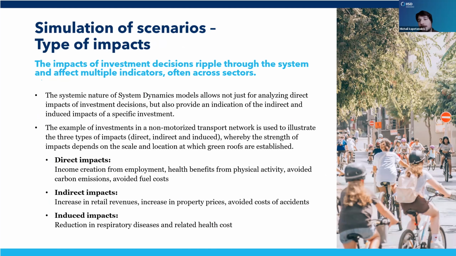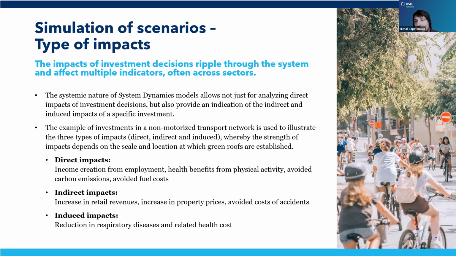When we say that these analyze the systemic consequences of an action, this means, again, that we don't only look at the direct impacts of the investment decisions, but also at indirect and induced long-term impacts. So let's look at one example, which is the non-motorized transport network in Coimbatore that I presented last week. When we looked at the non-motorized transport network, the direct impacts are, of course, income creation from employment, the health benefits from physical activity as more people walk or cycle, the avoided carbon emissions because there is a shift from cars to NMT, and avoided fuel costs, for example.